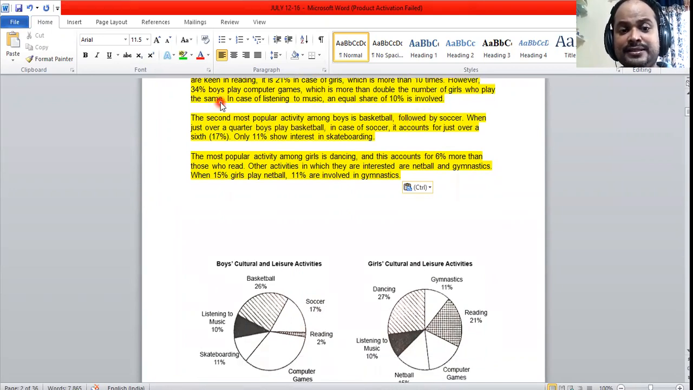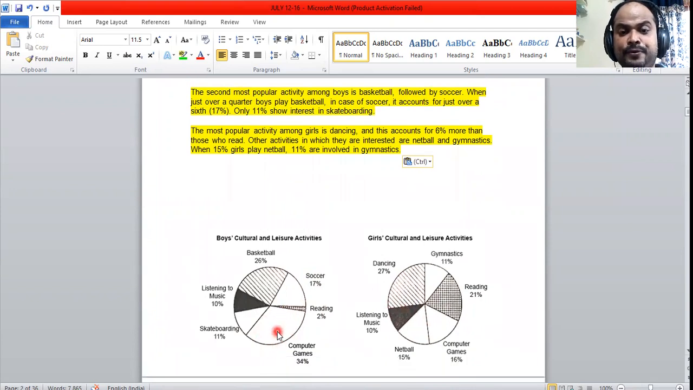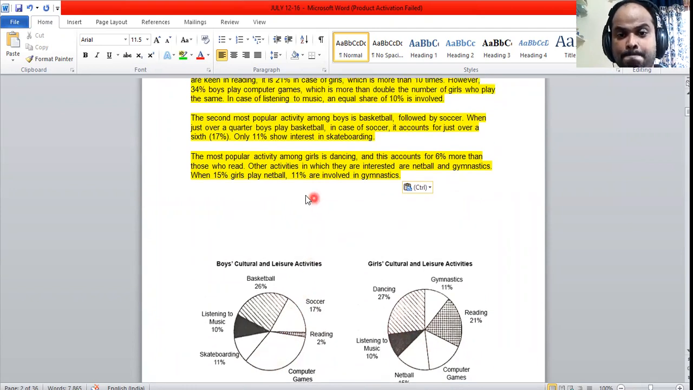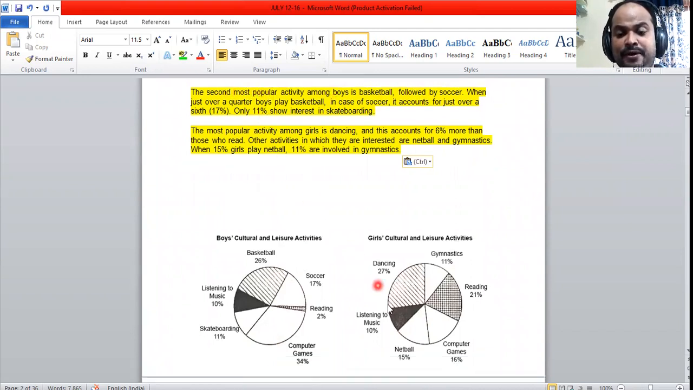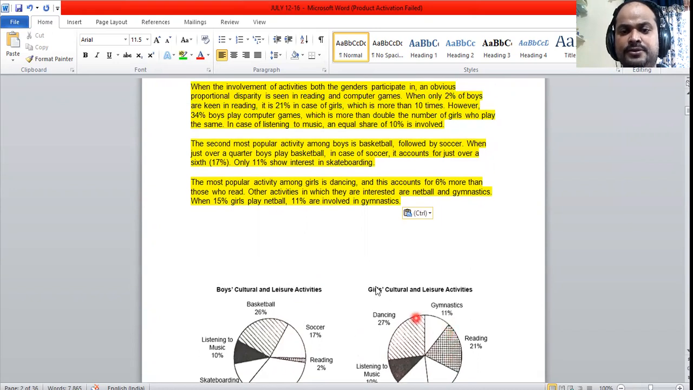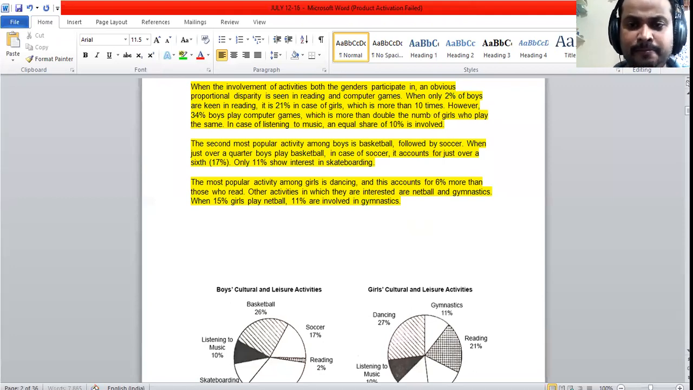However, 34% of boys play computer games, which is more than double the number of girls who play the same. Only 16% of the girls play computer games. So I can make a change there: more than double the rate. It's not the number there.